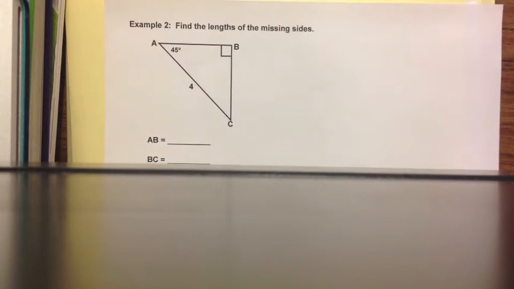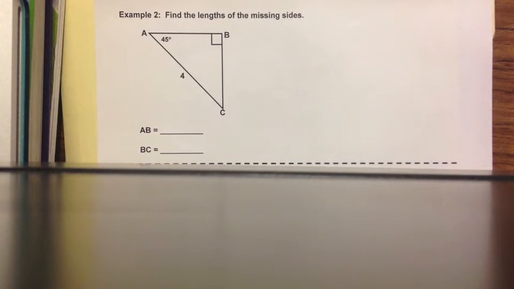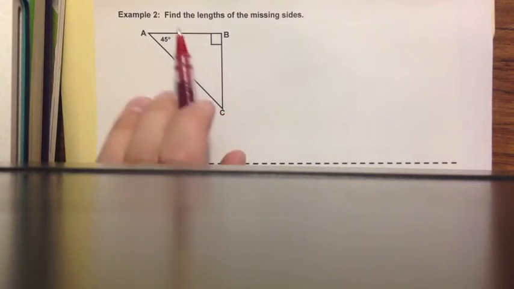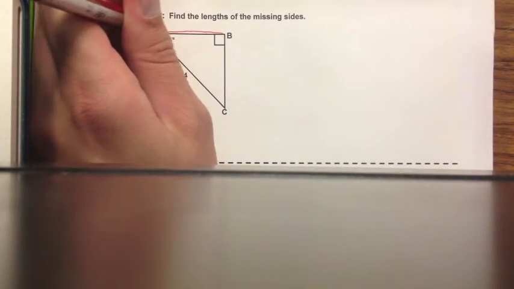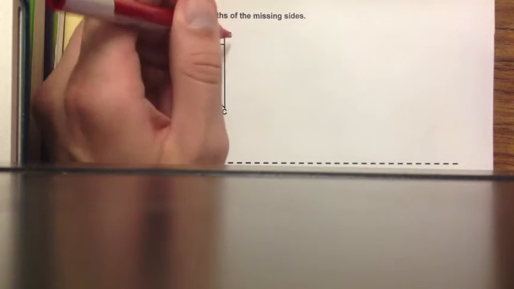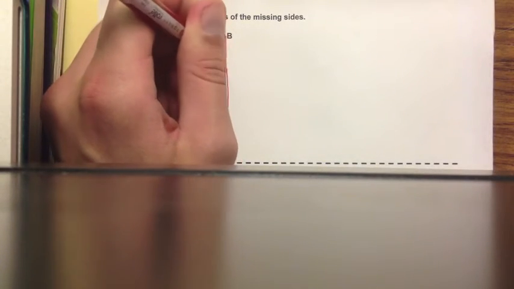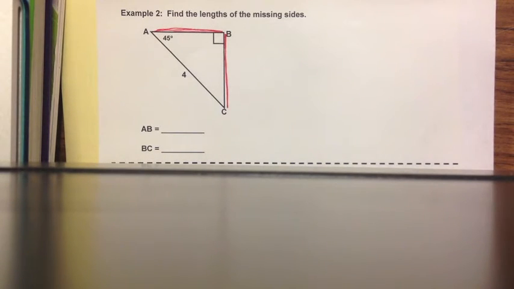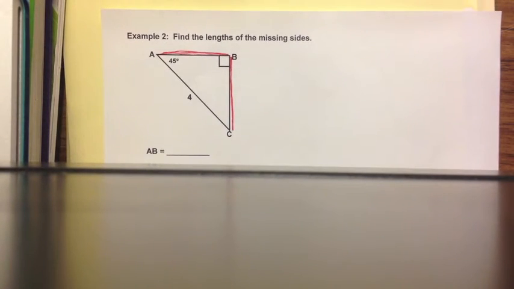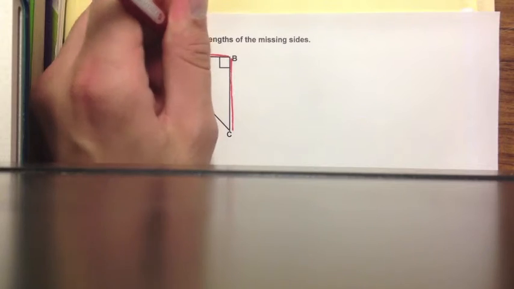At the top of page 2, we've got example 2. Still finding lengths of missing sides, but this time, the length that we are given is actually the hypotenuse, that line segment AC. And so the two legs, which I'm highlighting right now, that's what we're trying to find. Now, pay very close attention to how we're going to do this. We're still going to use the fact that we have a 45, 45, 90 triangle, which means X radical 2.